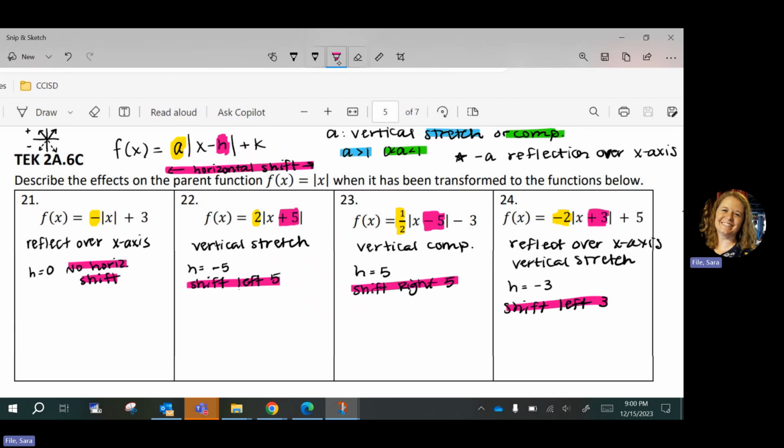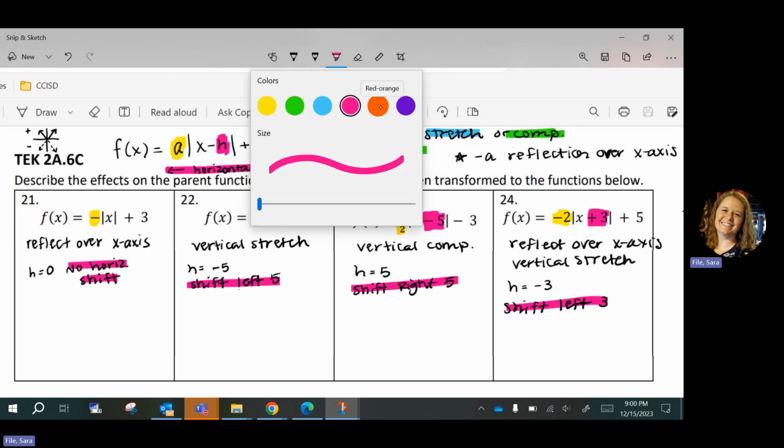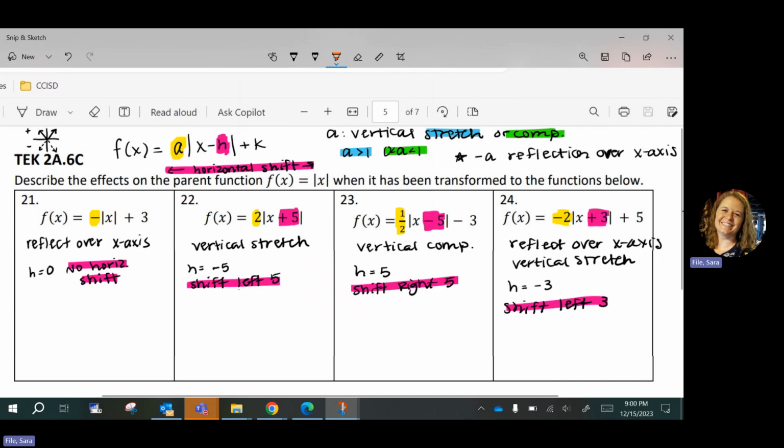All right, and then last but not least, we have our K. So K is the value that's added or subtracted on the outside.